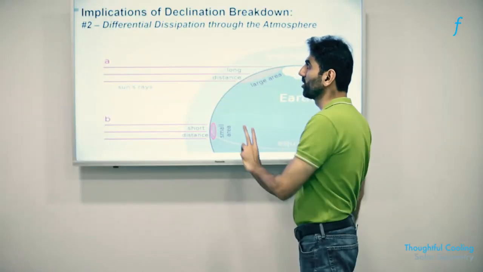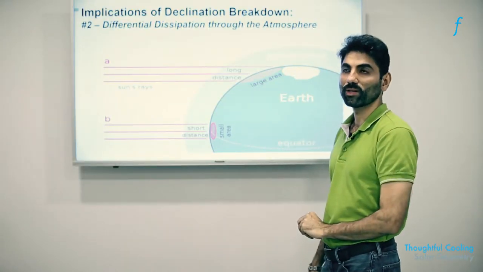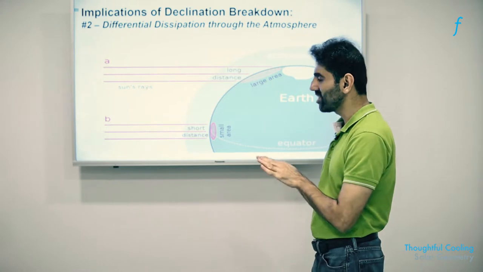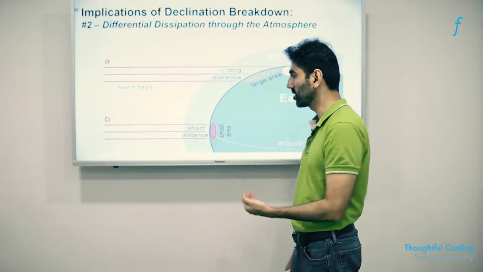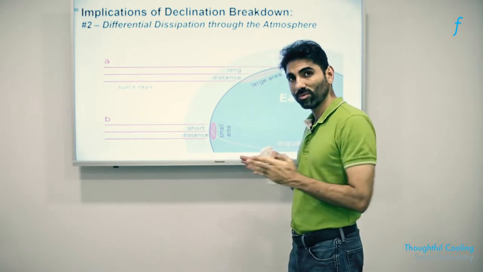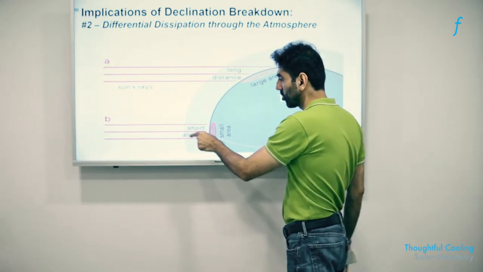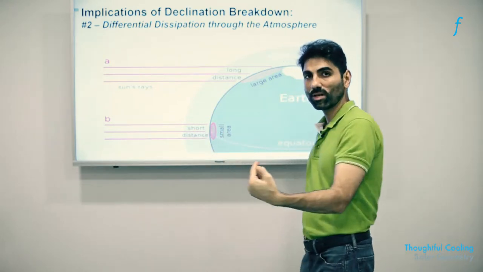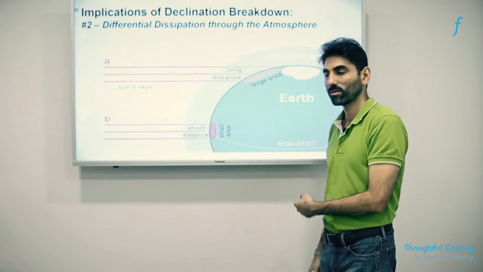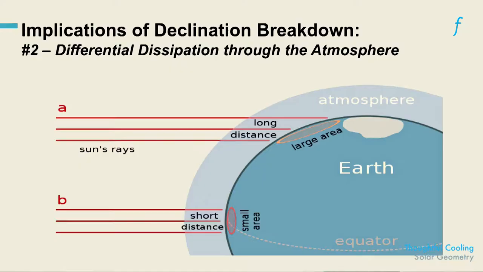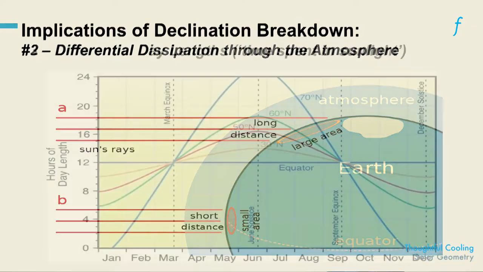So the second implication of the declination of the Earth's axis is that in the northern hemisphere summer, for instance, not only is the light to begin with more concentrated, it also is dispersed less because it comes more directly to the Earth, right? Whereas it's the opposite in the northern hemisphere winter.